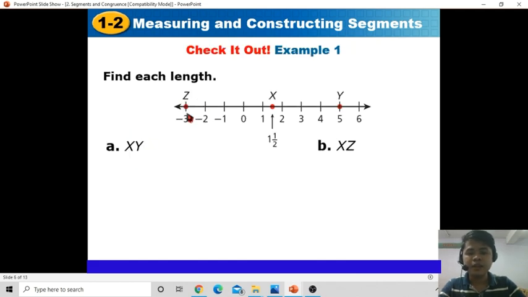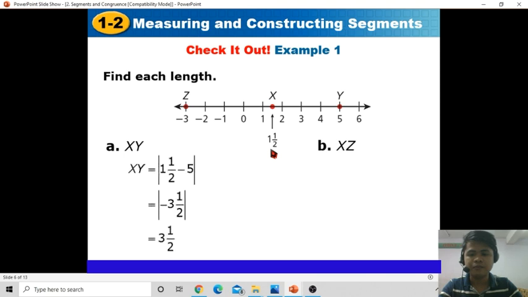Okay? We have another example. First is XY. To find the distance of X from Y, we just need to subtract 5 from 1 and 1/2. 1 and 1/2 minus 5 is equal to negative 3 and 1/2. Then the absolute value of negative 3 and 1/2 is 3 and 1/2. So this will be the distance.